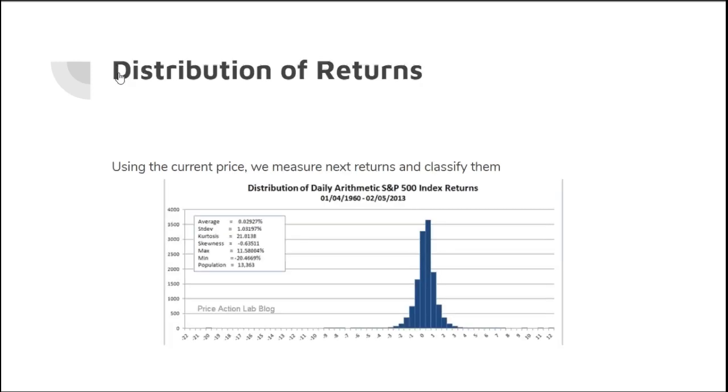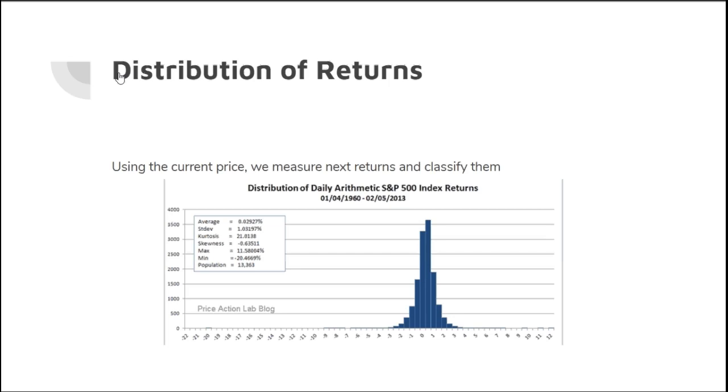That means that we are going to check out a distribution of returns. Using the current price, we measure the returns and we are going to classify them. So this way we are going to know that if our asset, our Standard & Poor's 500 index in this case, is worth today about 1,000 points, tomorrow the most probable value will be 1,010 points. Why? Because most of the times it is going to move around a 1%. And this is the standard deviation.